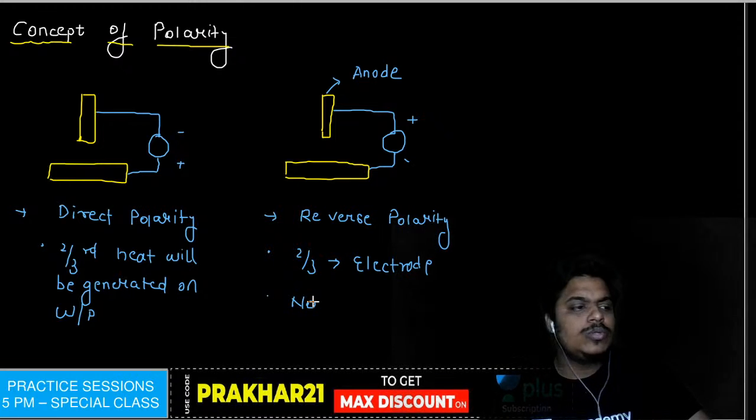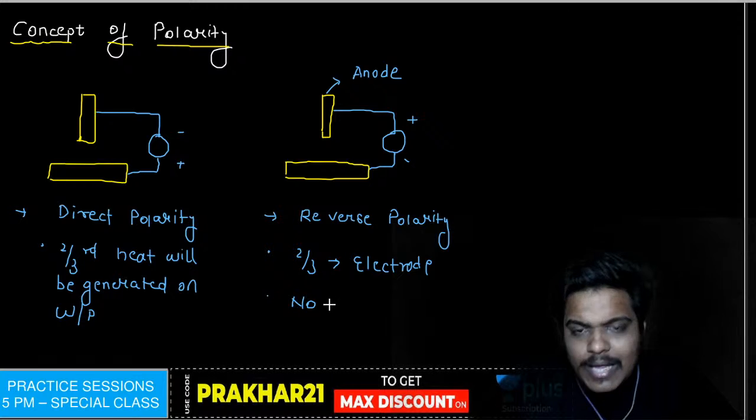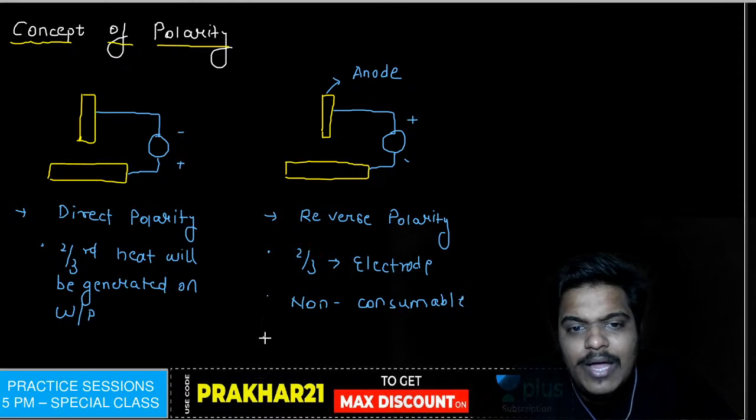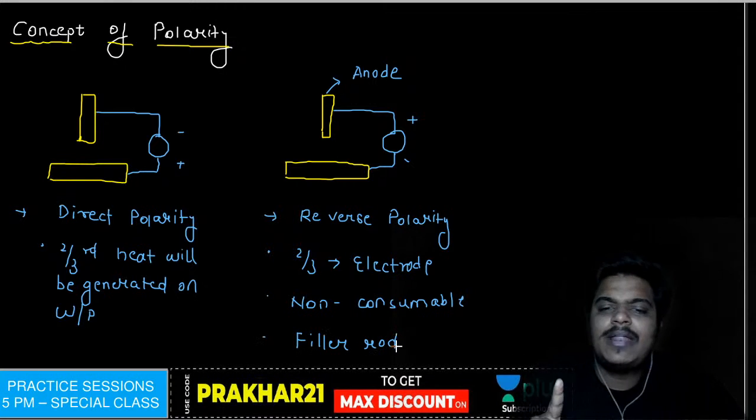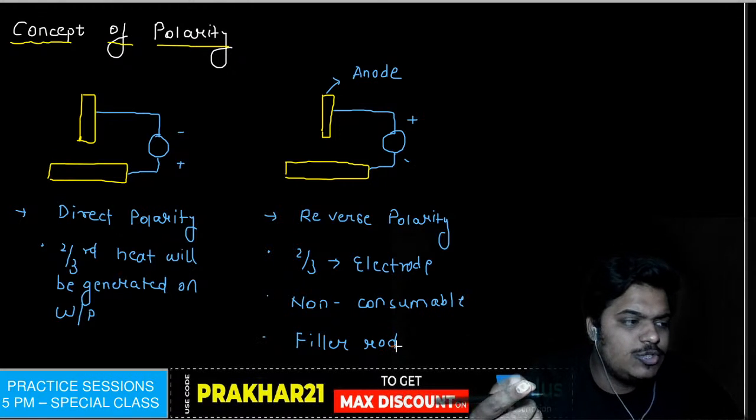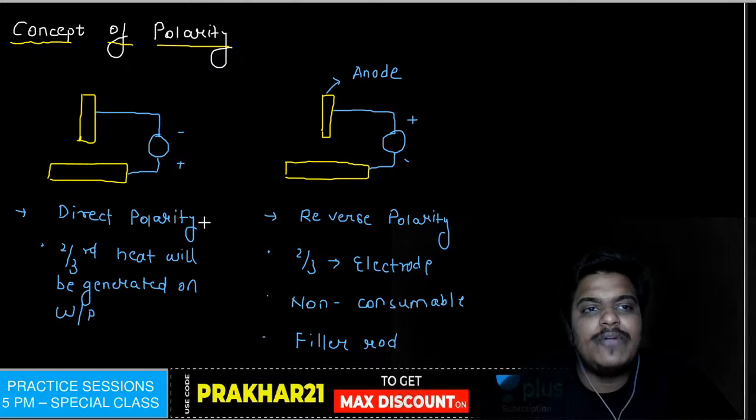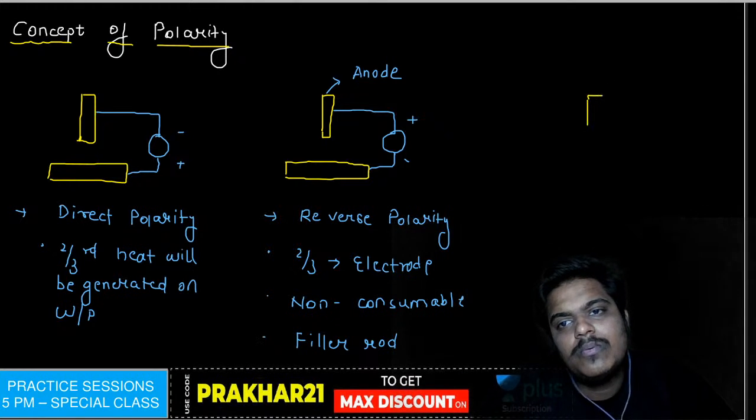हाँ, 2/3 heat will be generated at electrode, so that is why we have to use non-consumable electrode. And when we are using non-consumable electrode, we also use filler rod. Is it clear? Because if your electrode is non-consumable, from where your gap will be filled? Now there is third scenario also.